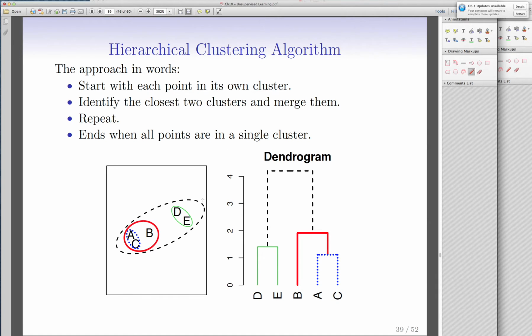Now, if you want to decide how many clusters you want to have, you can pick how much error you want to tolerate, so how much differentiation you want to tolerate. If we cut it from here, we will have two clusters, BAC and DE. If we cut it from here, we will have three clusters: AC, B, and DE. If we cut it from here, we will have four clusters: AC, B, E, and D.